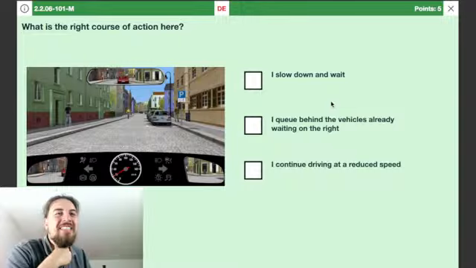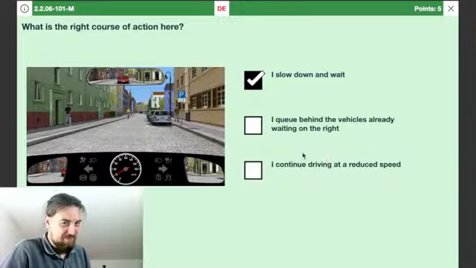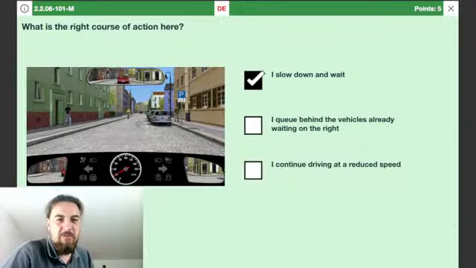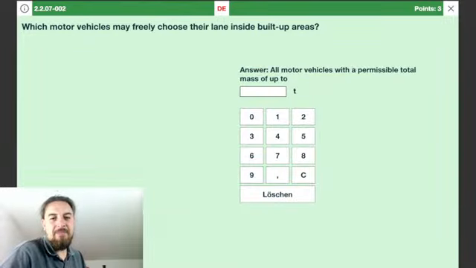What is the right course of action here? I slow down and wait, of course, because stop behind the vehicles already waiting on the right, no, they are not waiting. They are parked. That's why this one is not correct. And I continue driving at a reduced speed. You said before you have to give 1.50 meters space to a bicycle to pass it. And if you merge into that narrow road, you won't have 1.50 meters space to the bicycle. And that's why the only correct answer is I slow down and wait.